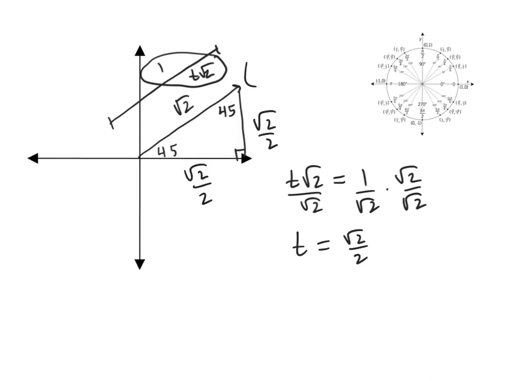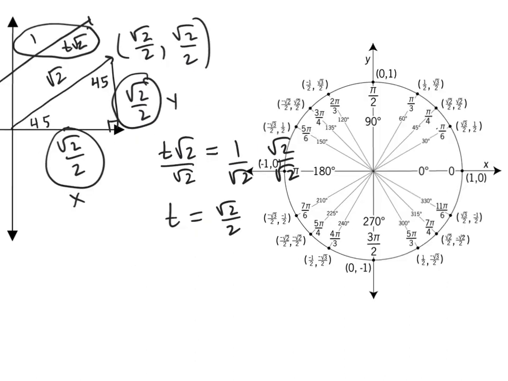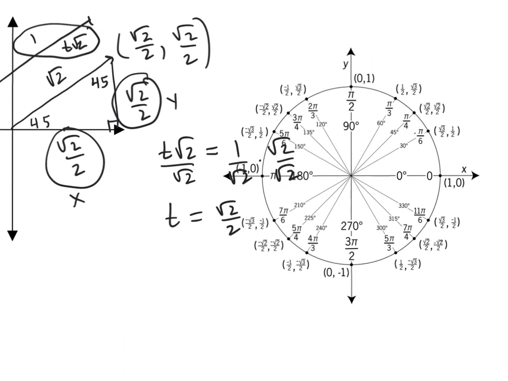And then let's look at this point. This point consists of an x and a y. The x is right here. It's root 2 over 2. And the y is right here. It's also root 2 over 2. And then we'll bring back that unit circle. And notice that at 45 degrees, what the coordinates are. Root 2 over 2 and root 2 over 2.